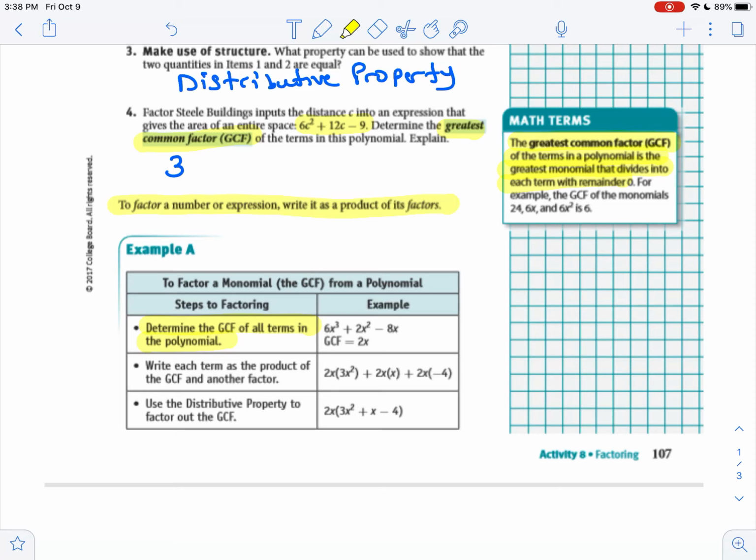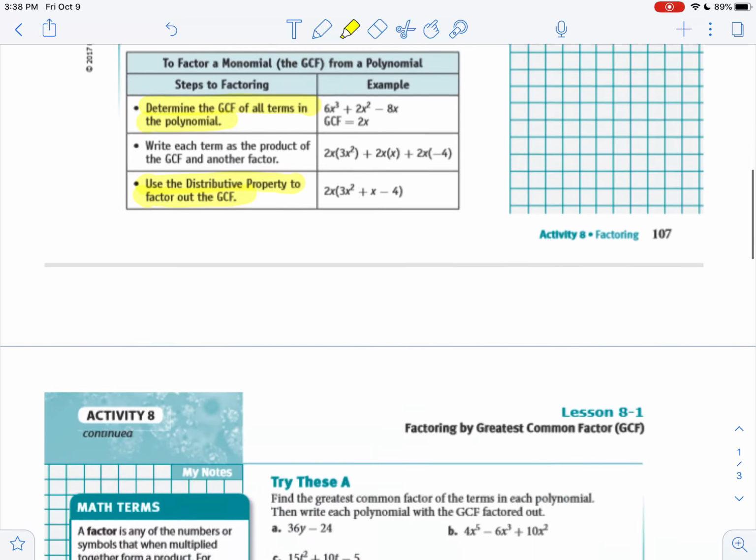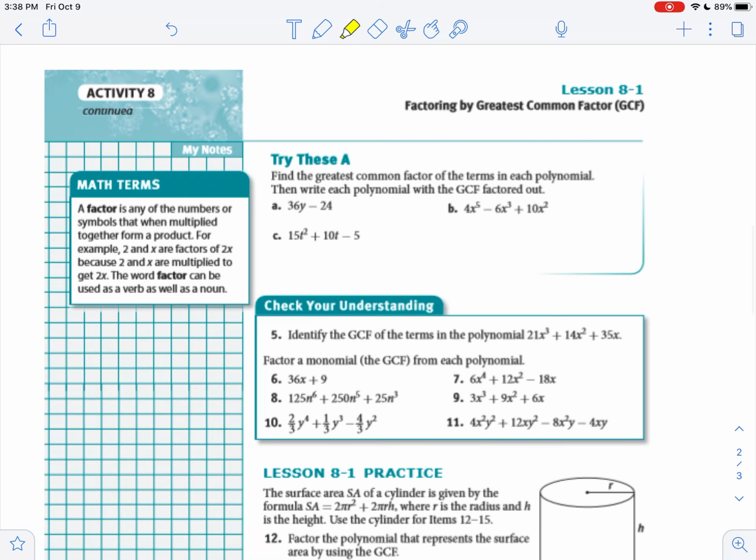If we have this trinomial 6x to the third plus 2x squared minus 8x, we can see that not only can we divide each term by 2, but we can actually factor out an x from each term, or divide each term by x as well. They all at least have one x. Then we write each term as the product of the GCF and another factor. And finally, we use the distributive property to factor out the expression. Really, we kind of skip over that middle step. It's really unnecessary, and you'll see as we practice a little bit of factoring that we typically go right to the third expression.